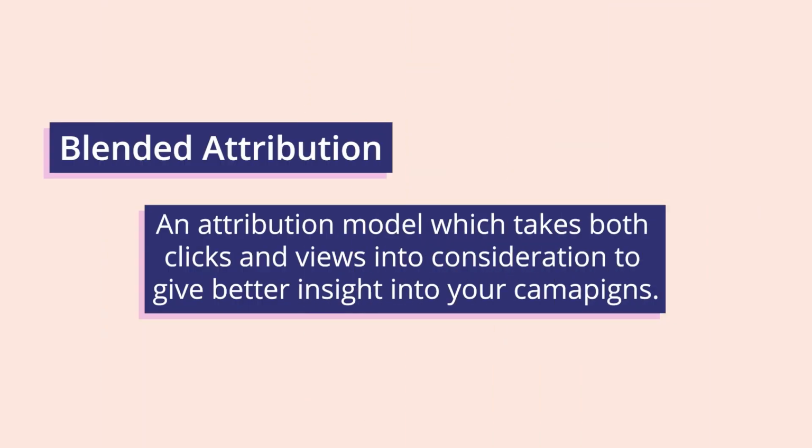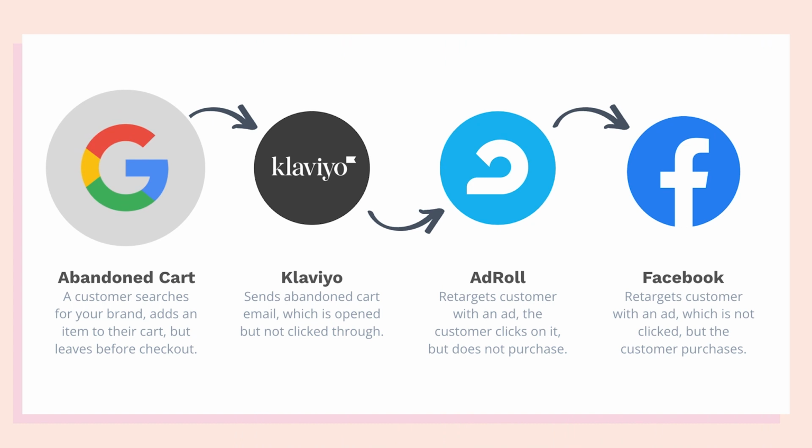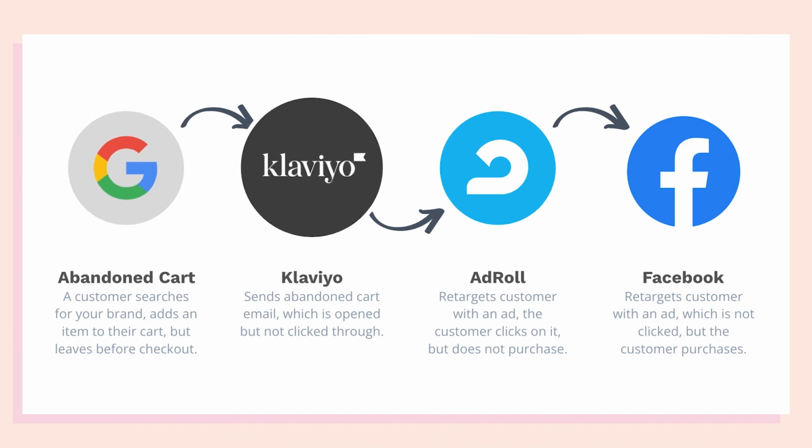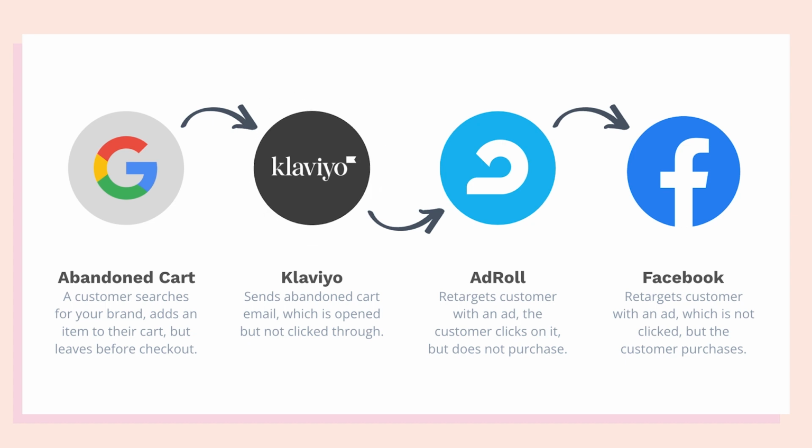A better alternative to last-click is a blended multi-touch attribution model, which takes both clicks and views into consideration while also factoring in the other steps in a customer's journey. Let's look at this simplified example. A customer finds your brand via a Google search, but leaves your site before checking out. Klaviyo sends them an abandoned cart email, which they open but do not click on.